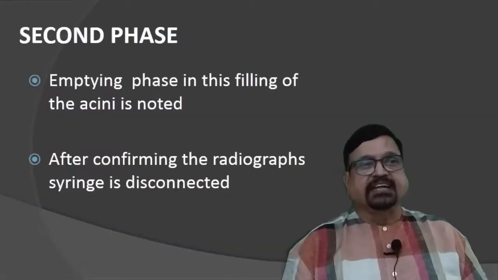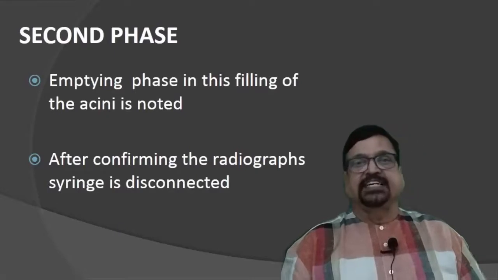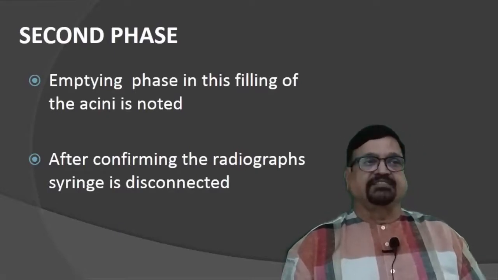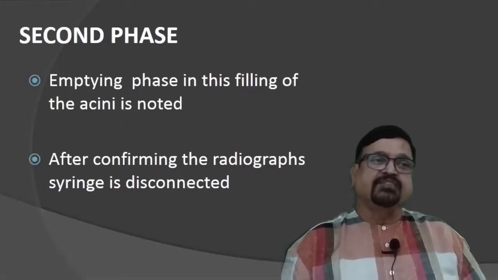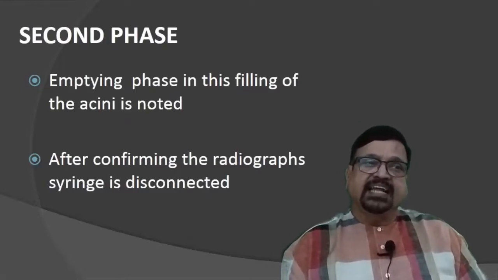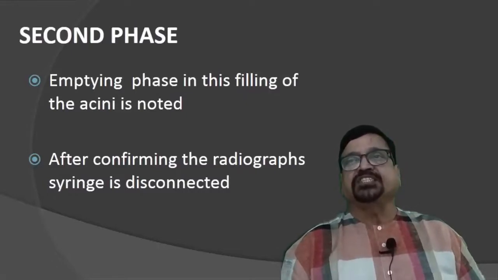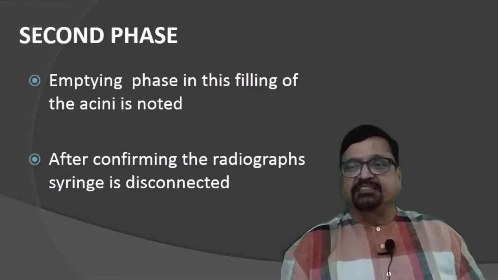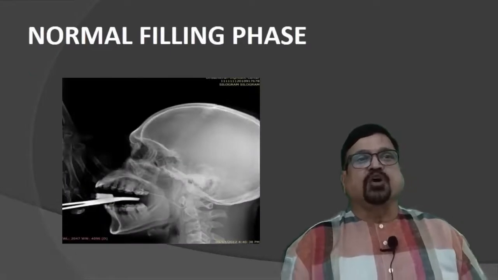Now come to the second phase. The second phase is an emptying phase. First is the duct phase, the branching phase. Second is the acinar phase. The dye goes into the acini, and after confirming the dye, the syringe is disconnected. So after the first stage, after the acinar phase, the catheter is taken out and we go for a delayed film. Now let us see the normal filling phase.